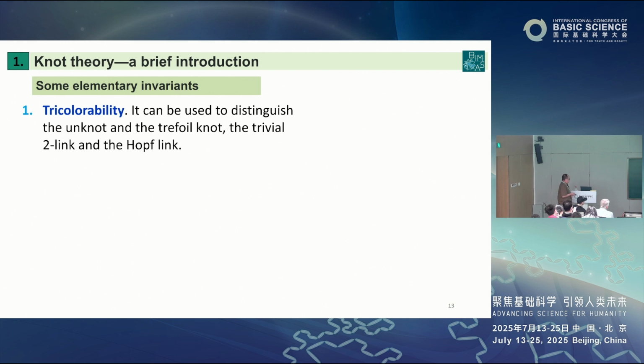Now we introduce some elementary invariants. The first is tricolorability. This is a very elementary invariant of knots. Using tricolorability, we can distinguish the trefoil and the unknot, and the trivial two-component link and the Hopf link.